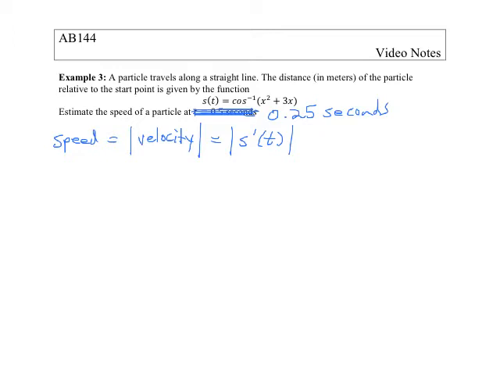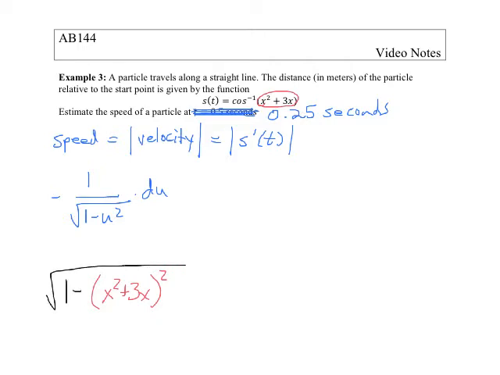We know that our derivative for inverse cosine is negative 1 over the square root of 1 minus u squared times du. And in this case, our u is x squared plus 3x. So we're going to have x squared plus 3x quantity squared, 1 minus, and we take the square root of that, divided by negative 1 times du, which is the derivative of our u, which is going to be 2x plus 3.